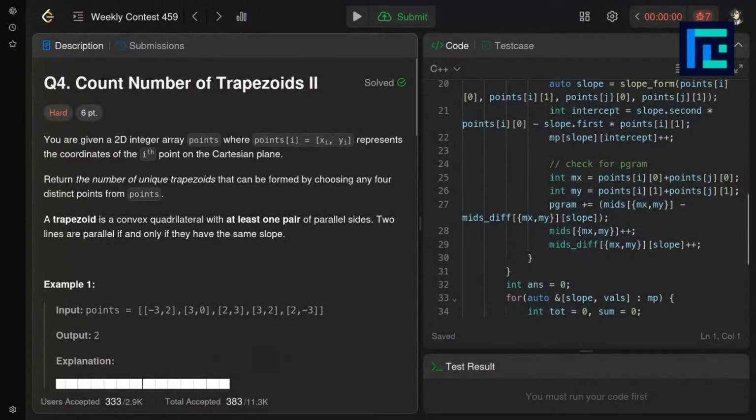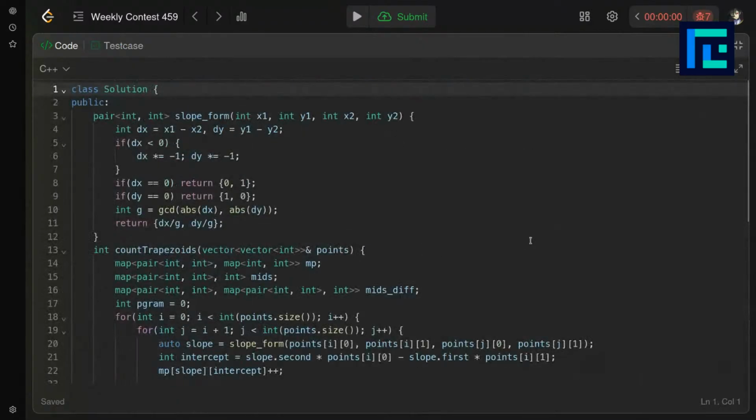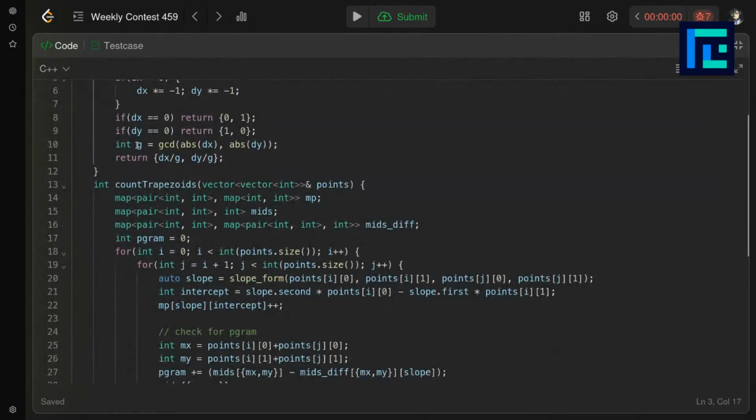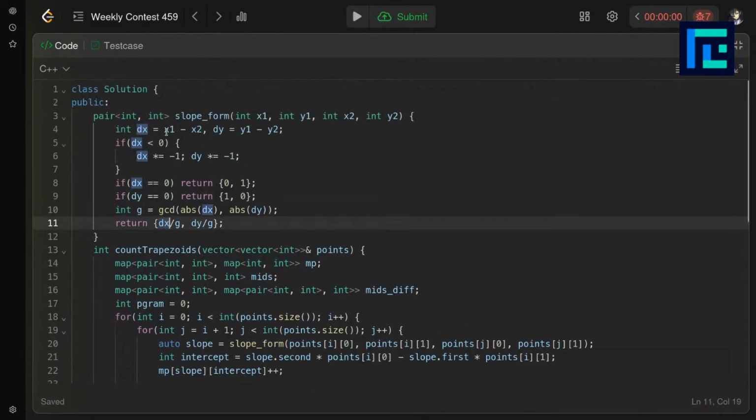Okay, let's have a quick look at the code for how to implement this. To make the slope into a pair, it takes 2 points, x1, y1, x2, y2, and gives its slope as a pair. So there are some things to keep track of. Here I'm dividing by the GCD, like I said. So x1 minus x2, y1 minus y2, I'm storing as a pair and dividing by the GCD. This is to make a proper fraction.